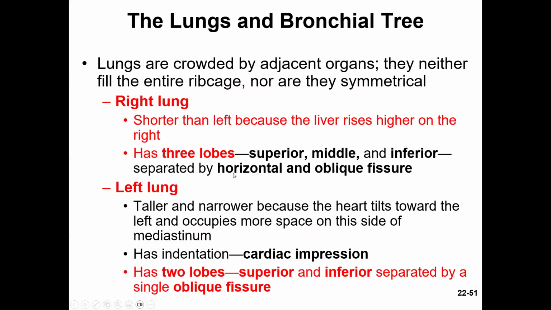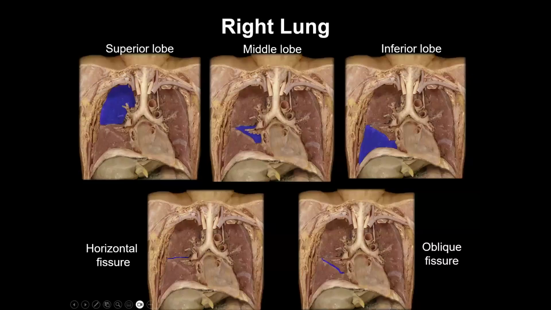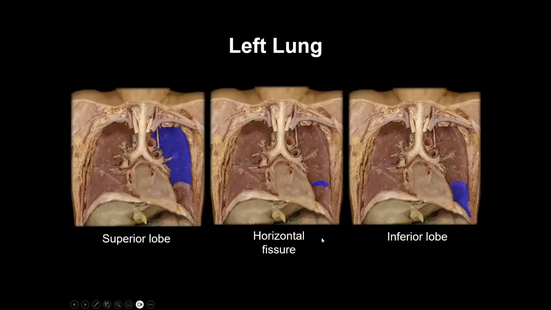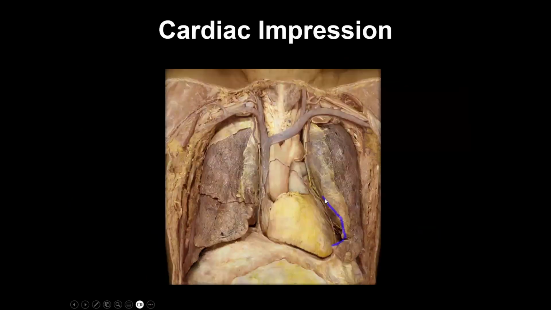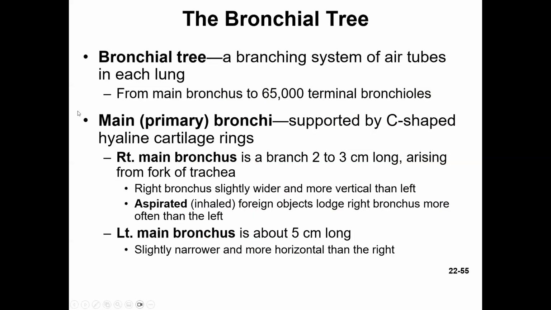Okay. Now more pictures, and we'll talk more about these coming up. Here's that cardiac notch. Bronchial tree: a branching system of air tubes in each lung. From the main bronchus, we have up to 65,000 terminal bronchioles coming out of it. These numbers are crazy.